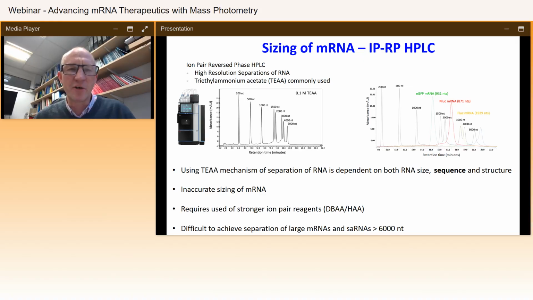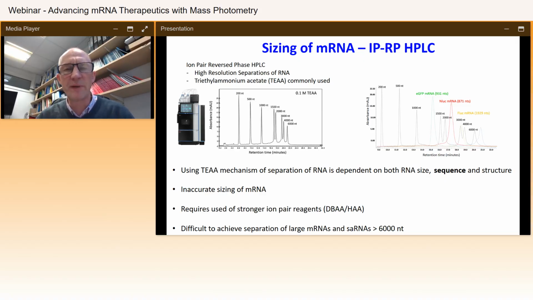Traditionally in my research group, we've done a lot of work and development using ion pair reverse phase chromatography. You can see depicted on the left-hand side of the slide some of the high resolution separations that we can achieve, separating an RNA ladder from 200 all the way up to 6,000 nucleotides in length. This is quite challenging to do. You need very dedicated stationary phases and columns, and very high resolution systems to achieve this separation. This is an example using the common ion pair reagent triethylammonium acetate, and we're able to achieve this size-based separation.